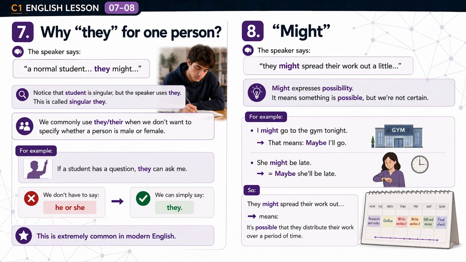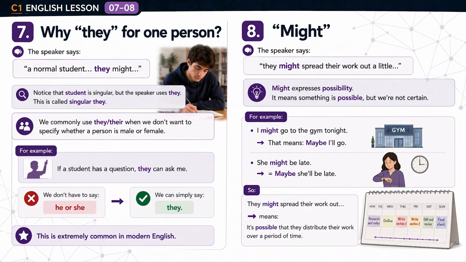For example, if a student has a question, they can ask me. "A student" is a singular form, right? A student, they can ask me. You don't want to specify whether the person is male or female, so you can use singular "they." We don't have to say "he or she." We can simply say "they."